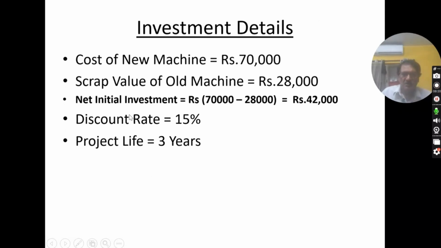Now the investment details. Cost of the new machine. What is the cost? Rupees 70,000. And the scrap value of the old machine is 28,000. Then actually what is the initial investment? Because this is the inflow of cash and this is the outflow of cash. You have to pay 70,000 to purchase or acquire the machine, and you will get scrap value 28,000. That's why net initial investment will be this minus this, 42,000. Discount rate is given 15% and project life is 3 years. These are the investment details.